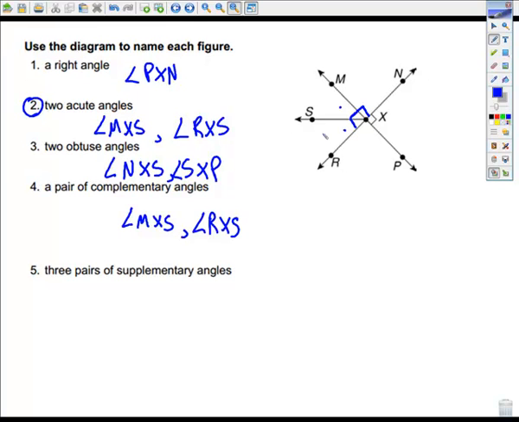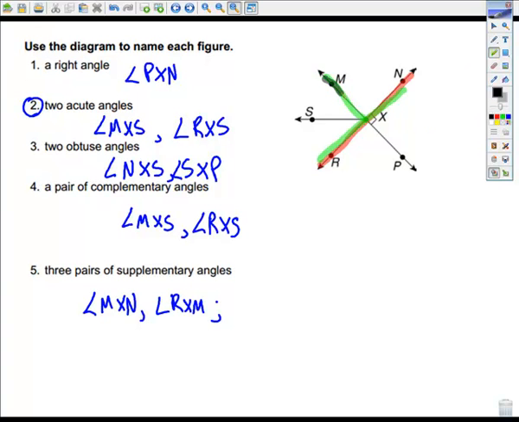And then they want three pairs of supplementary angles. Remember, supplementaries add to 180. So if I look at this line right here, I can find two angles that make it up. So this angle makes it up along with this angle. So those are actually supplementary. MXN and RXM. I'll put a little semicolon here to show that these two go together, and now the next two are going to go together.